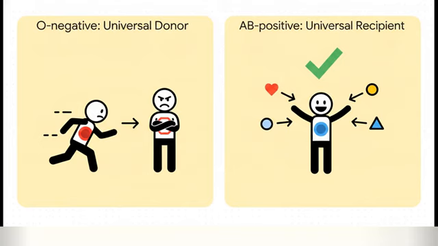Well, O-negative blood has no A antigens, no B antigens, and no Rh factor. Because it has absolutely zero markers, it sneaks right past the security guards. It triggers no immune reaction in anyone.